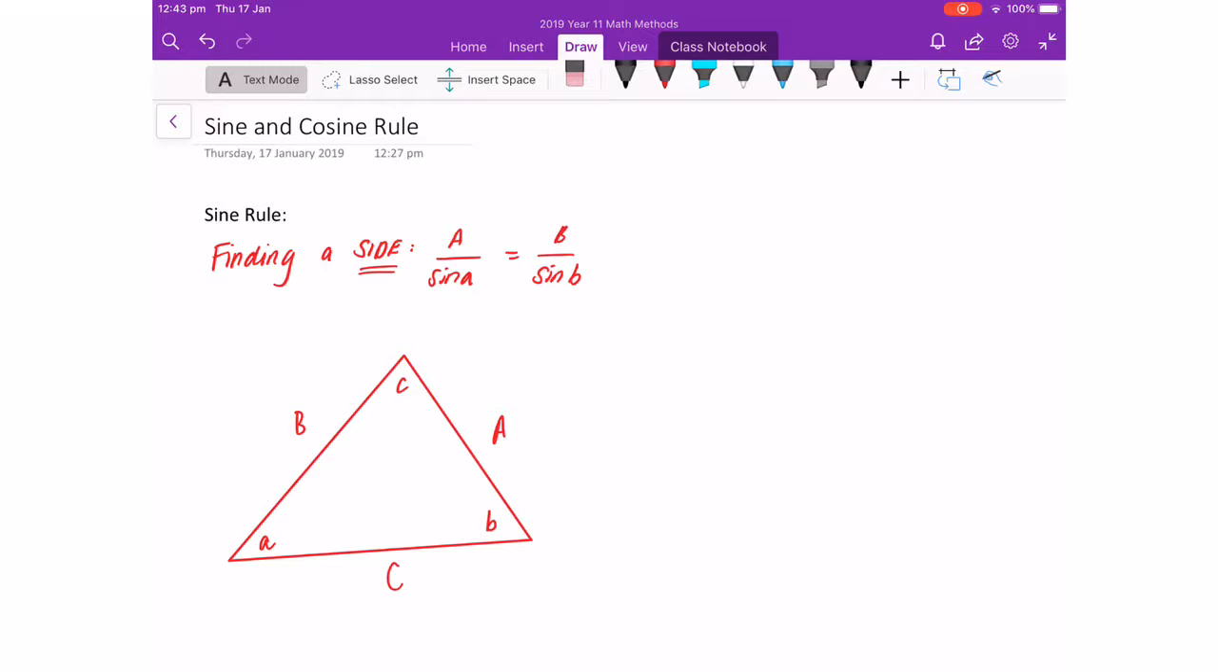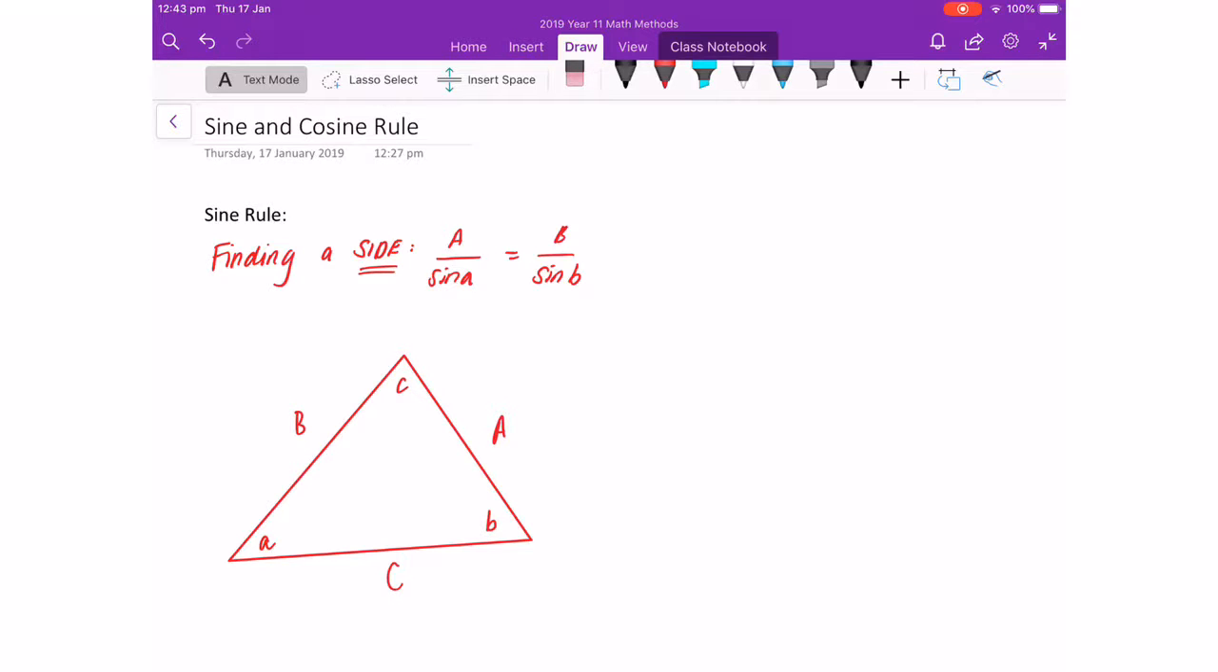And the importance of the different capitals and lowercase is to differentiate between sides and angles. So you might see sometimes that the letters capitalize a difference, and sometimes it's like sine capital A rather than sine lowercase a. It doesn't really matter too much as long as you know when you're using the formula, when to use the angle and when to use the side.